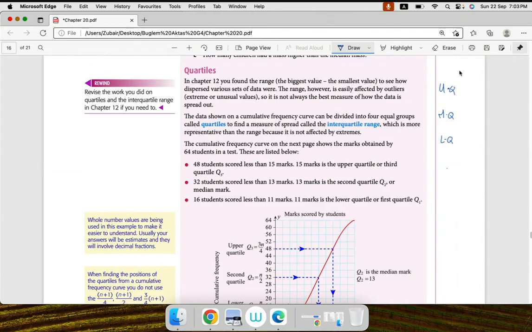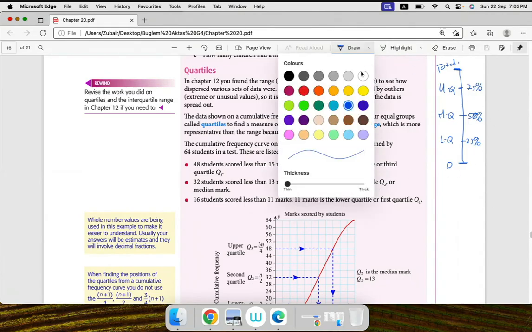So what is this? This is basically whatever the values are of the total. This is 50% of total. This is 25% of total. And this is 75% of total. As we can see in this graph, there's 64 written. So 50% of that would be 32, 25% of that would be 16, and 75% of that would be 48.